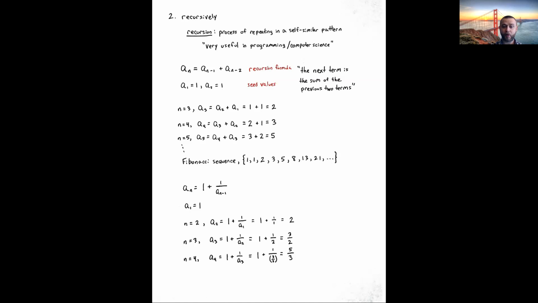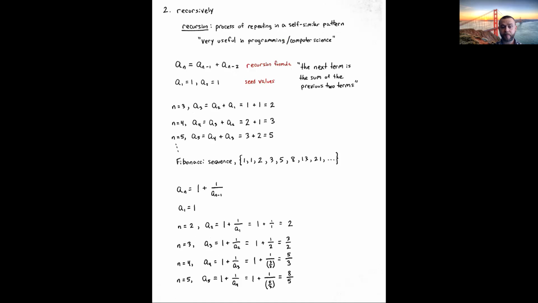Moving on to n equals 4 for A sub 4, the fourth term in the sequence. We have 1 plus 1 over A sub 3. A sub 3 is the value 3 halves. Keep in mind, when you divide by a fraction, you can multiply by the reciprocal. So 1 divided by 3 halves comes out to be equivalent to 2/3. If you add 1 and 2/3, you should get 5/3. And if we go through one more term, you should find A sub 5, the fifth term in the sequence, comes out to be 8/5.